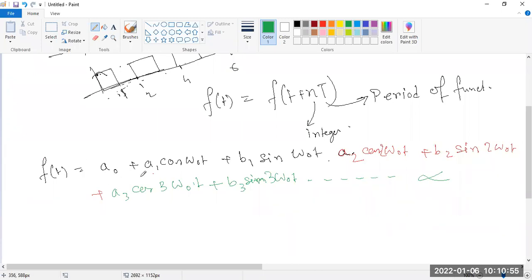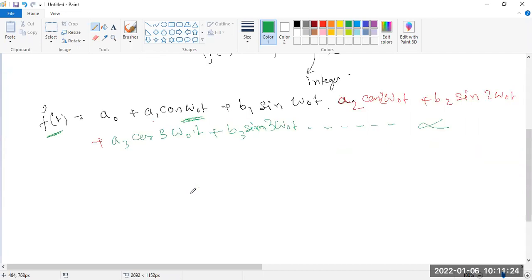So according to the Fourier theorem, any practical periodic function of angular frequency omega 0 can be expressed as the infinite sum of sine or cosine functions, the integral multiples of omega 0. Thus, this can be written in this way. If we go for the generalization, then we don't write up to infinite terms. We just make it a summation.